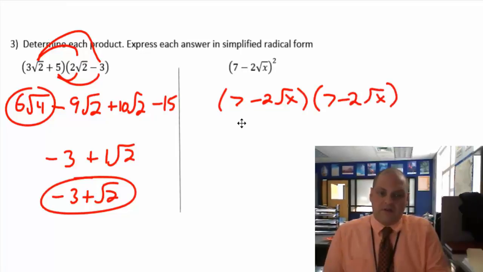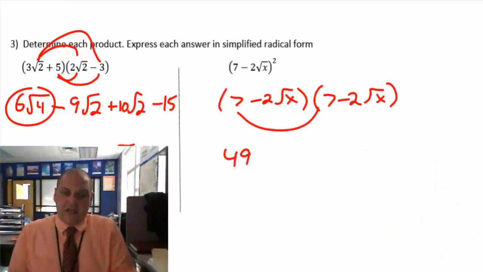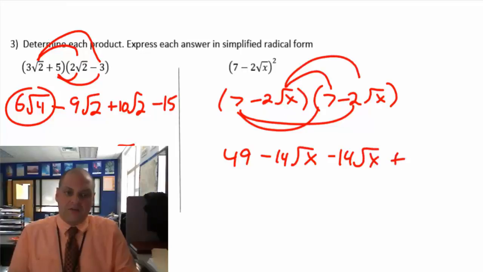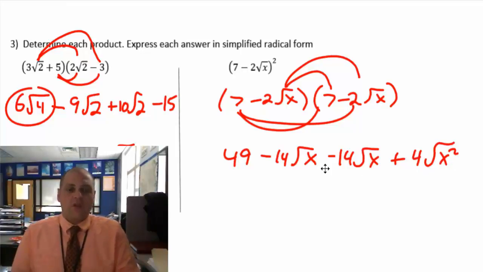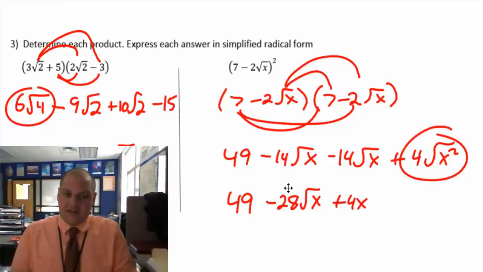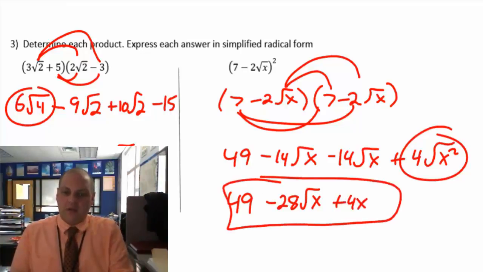All right, so that's going to be distributive again. 49 minus 14 radical x, and then here I have minus 14 radical x again, and then here I have plus 4 radical x squared. Now, radical x squared is just x. So this gives me 49 minus 28 radical x, and then I have this guy here, which is plus 4x. And I have no like terms, so I am done.